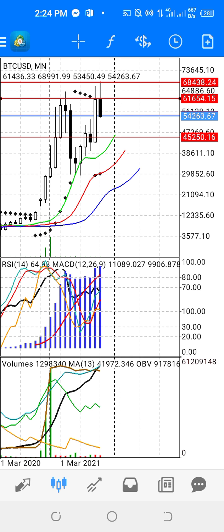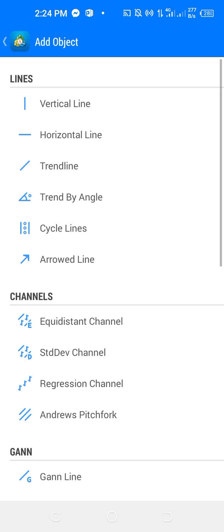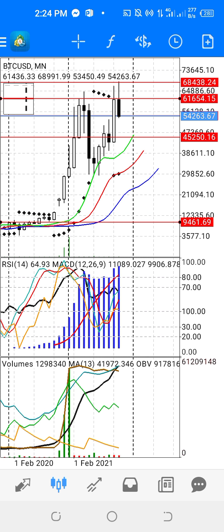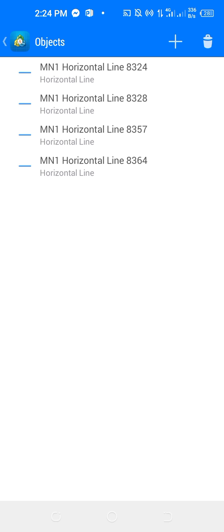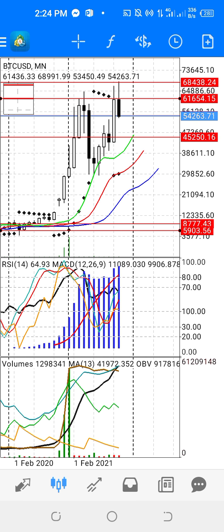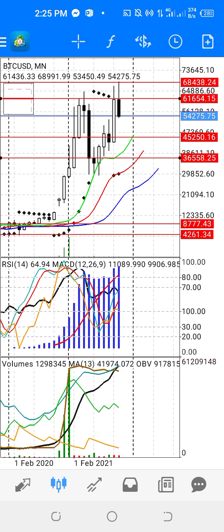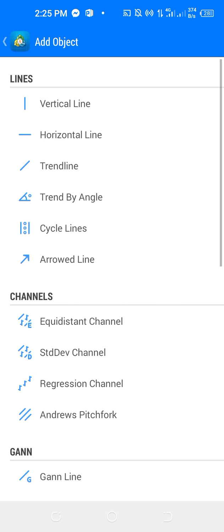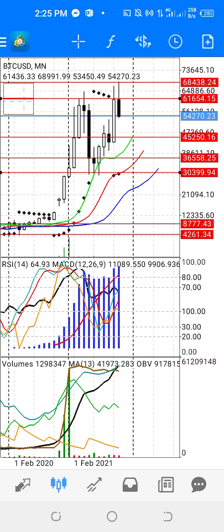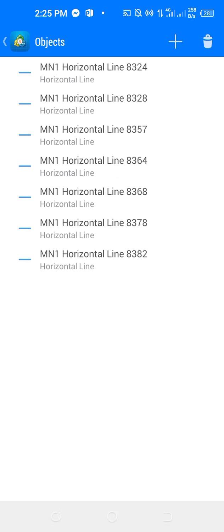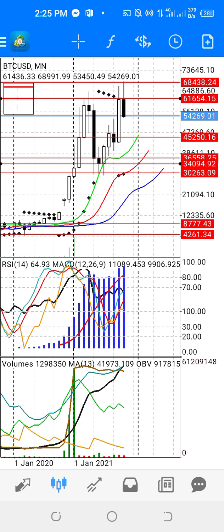Okay, guys, this is the previous support of the past months for Bitcoin. So these are the possible lowest prices when there was a strong reversal or correction on this monthly time frame.